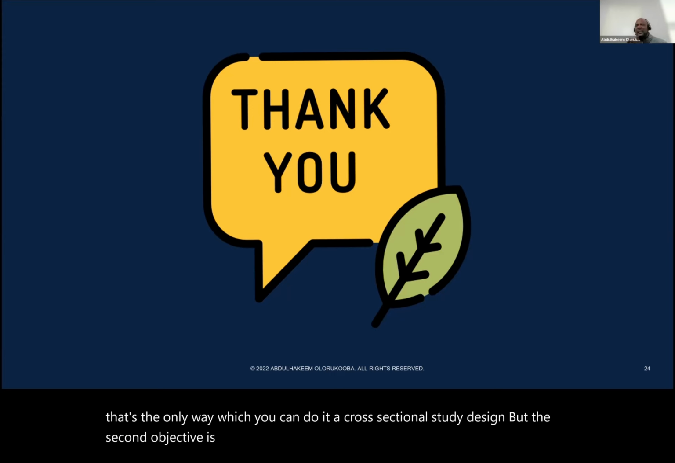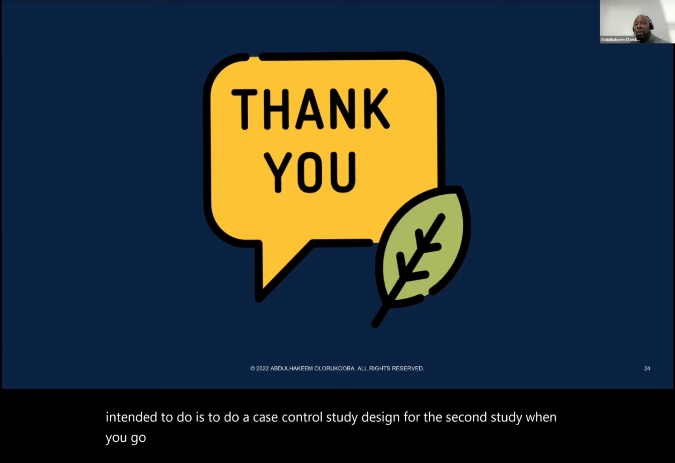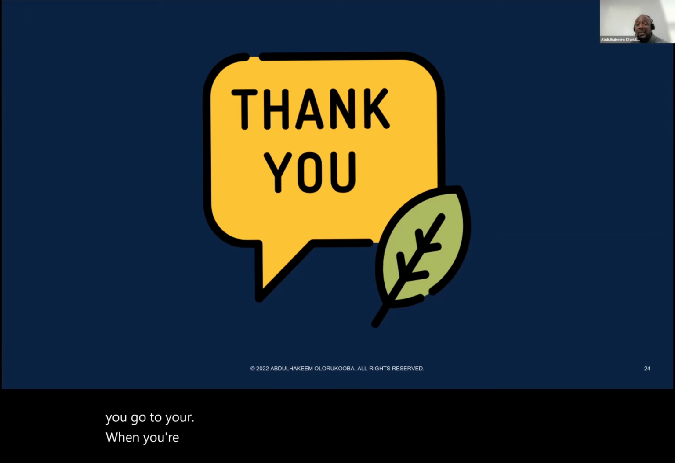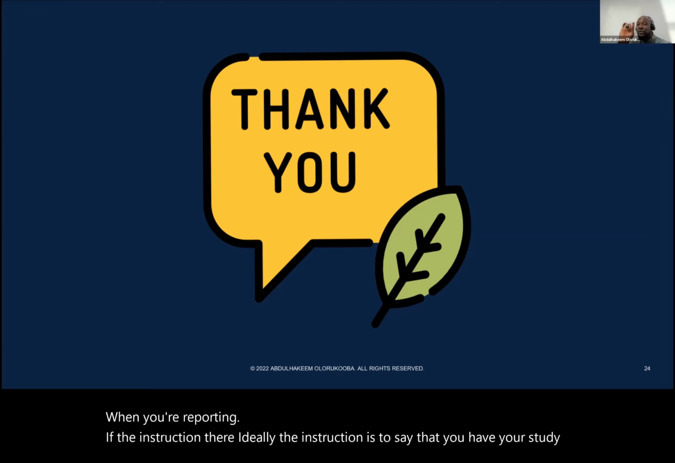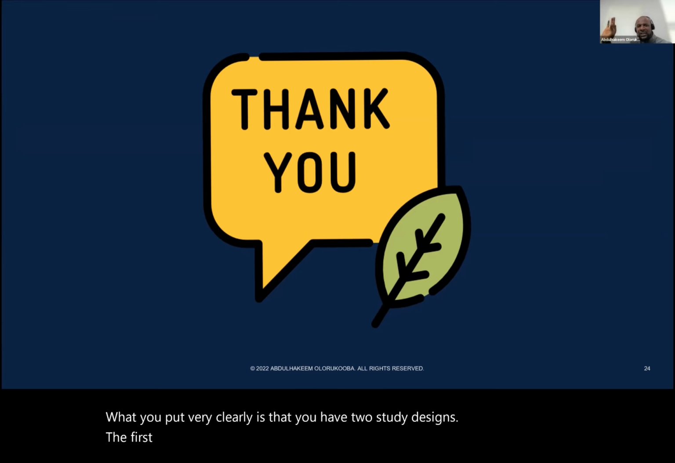You can do any of the three. And what you intended to do is to do a case control study design for the second study. When you are reporting, ideally the instruction is to say that you have your study, what you put very clearly is that you have 2 study designs. The first study design is a cross-sectional study, and this helps me to get the prevalence.